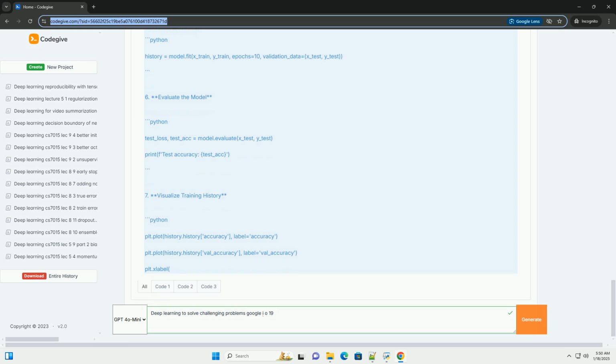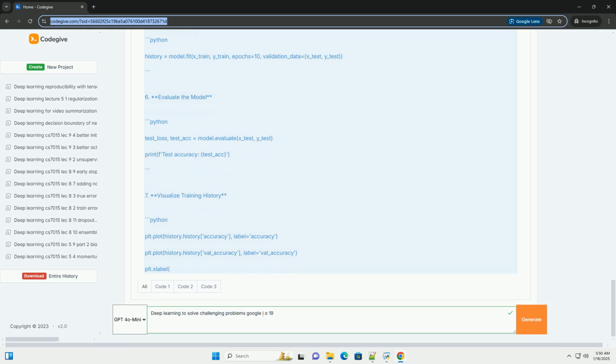Example problem, image classification. We will build a simple convolutional neural network, CNN, to classify images from the CIFAR-10 dataset, which contains 60,000 32x32 color images in 10 classes, for example airplanes, cars, birds, etc. Prerequisites. Before you start, ensure you have the following libraries installed.